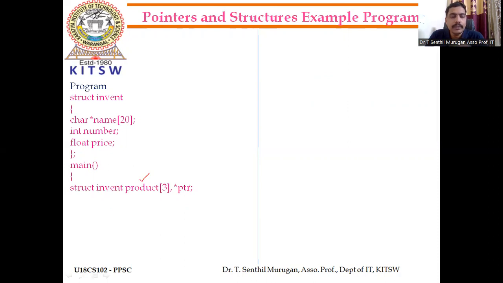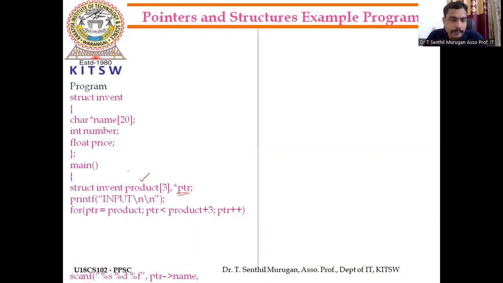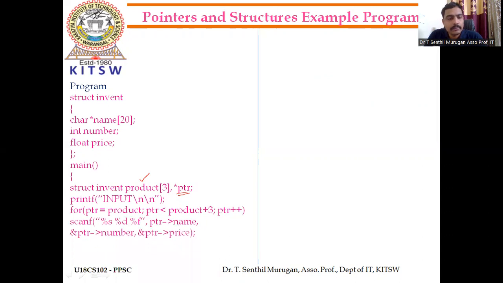Okay, so if we are creating the pointer, we have to assign values to that pointer. How can we assign? In the next line, after creating it, we can access that member. So the pointer is pointing to the first product, product 0, first member, name. So if you write it like this, it will print first the name, then the number, then the price. Okay.